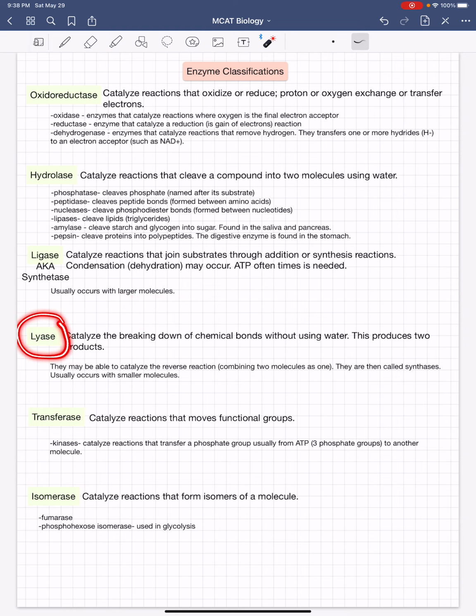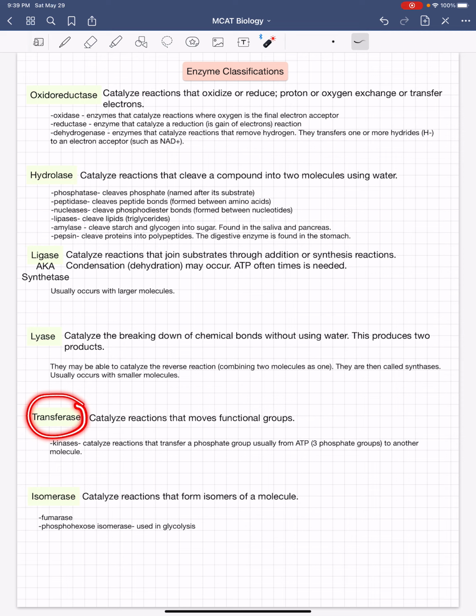Lyase enzymes catalyze the breaking down of chemical bonds without the use of water. This produces 2 products. A unique characteristic of this enzyme is that it can catalyze the reverse reaction of its mechanism. For example, it is able to combine 2 usually small molecules in one. When this happens, it is known as synthase. And so lyase can look similar to this type of reaction.